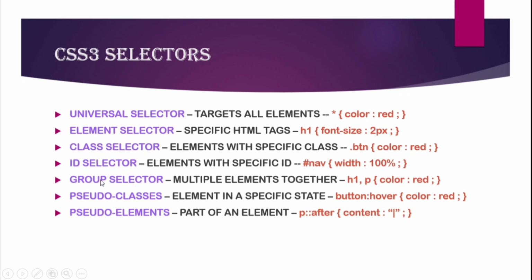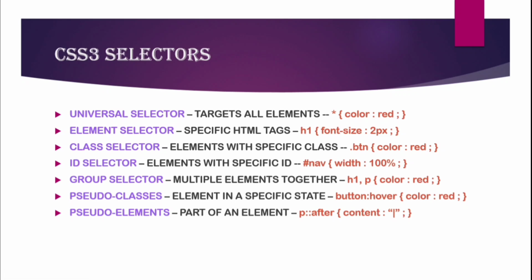Then we can go to the group selector. When you want to select more than one element, like multiple elements together, then use the group selector. Here this is the syntax: h1 comma p. I want to select both h1 heading one element as well as paragraph element. For both of them I want to change the color equal to red. So this is the tag, this is how we write the code.